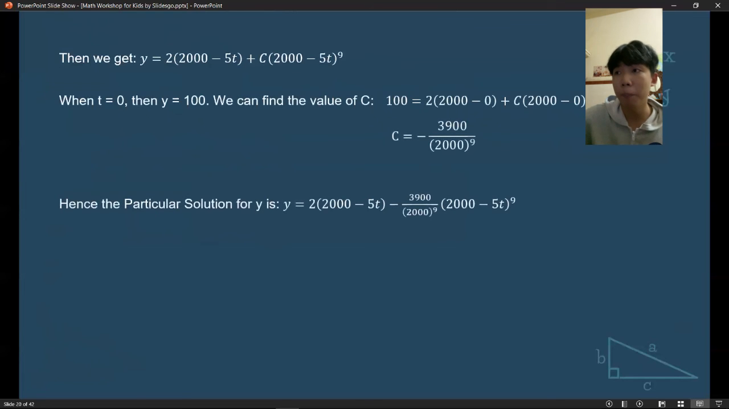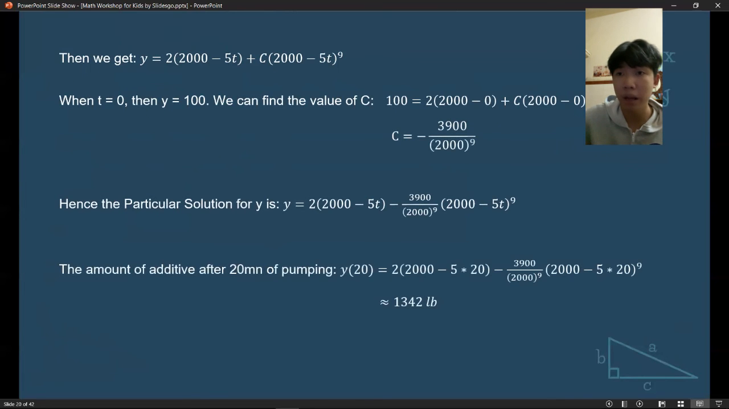Then plugging everything in, and plugging 20 into the final equation after we find c, we'll find the y of t to be somewhere around 1,342 pounds.